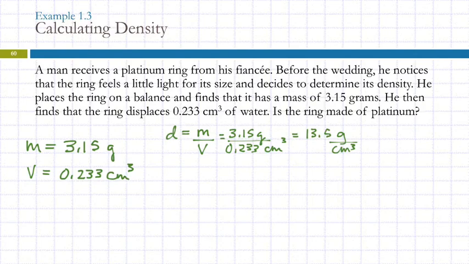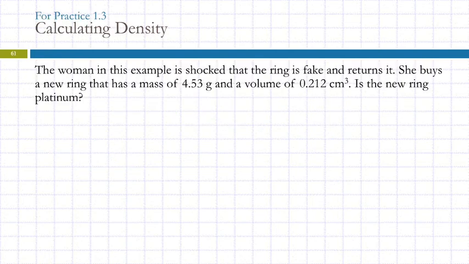So is the ring made of platinum? No. That's going to cause a discussion, isn't it? Okay, here's the next question. The woman in this example is shocked that the ring is fake and returns it. She buys a new ring that has a mass of 4.53 grams and a volume of 0.212 cubic centimeters. Is the new ring platinum? Did she finally get what she was paying for?